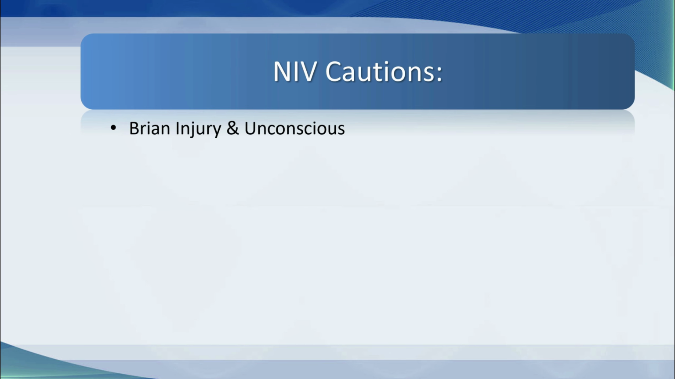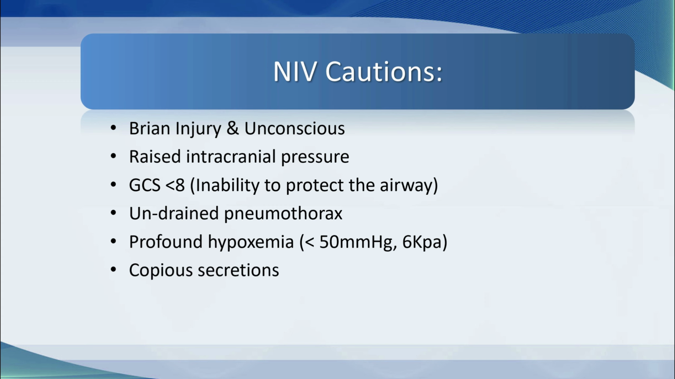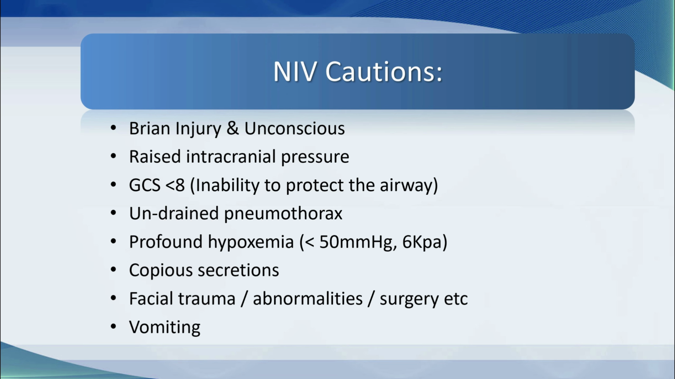Now, you're not going to use NIV for brain injured or unconscious patients with a GCS of lower than, for example, 8. Not in raised intracranial pressure, not in patients with undrained pneumothoraces or profound hypoxemia where you have a really low PF ratio, not in a patient with copious secretions, facial trauma or abnormalities or post-airway or head surgery, and certainly not in patients who are vomiting.